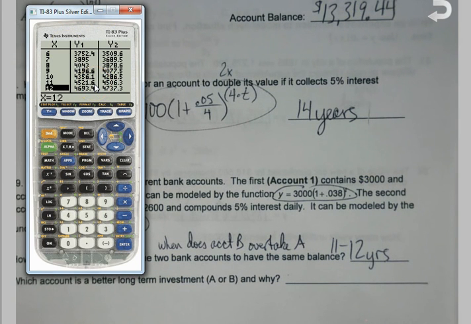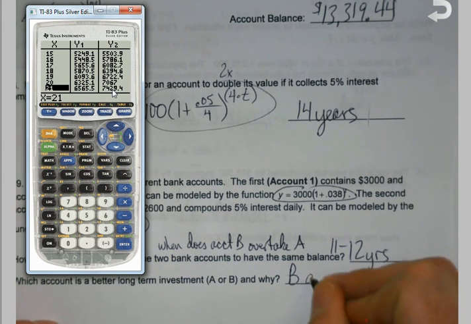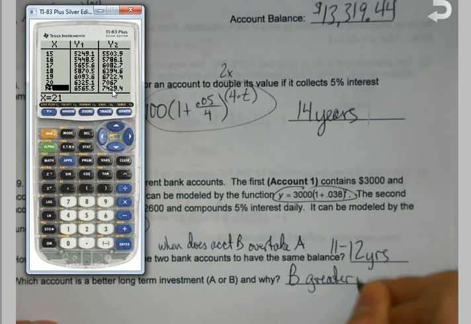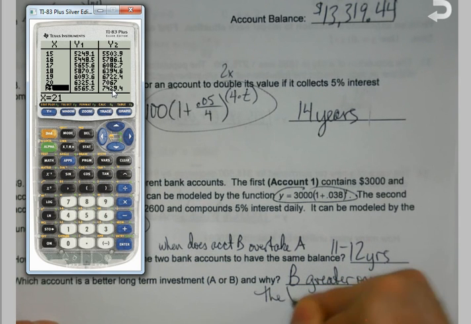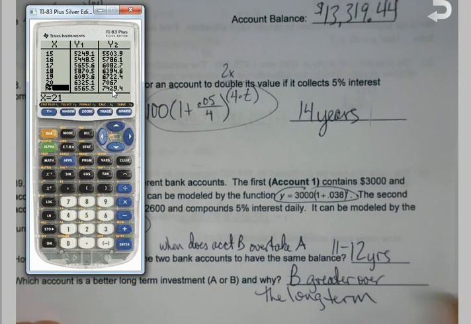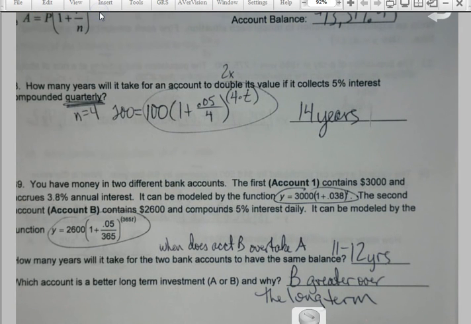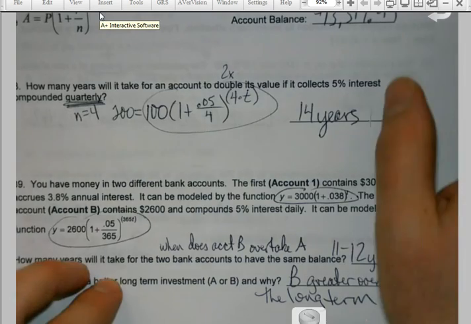So which one's the better long-term investment? Well, shoot, the one that's going to give me more money long-term. Because as I keep going down, this is going to keep getting further and further away. I mean, now 20 years is almost $1,000 better. So B is greater over the long term because it asks for a long-term investment. The values go up more. But the key is, when does the one account overtake the other? That's when they'd have approximately the same balance. We're almost there.